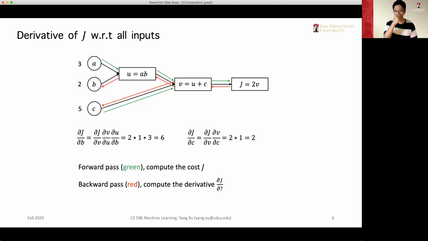And the red arrows are the red paths, and the red paths are the paths we need to go along in order to compute the derivatives of the cost function with respect to the intermediate variables and the input variables.